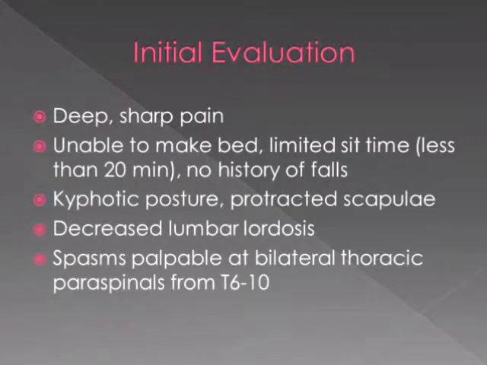During the initial evaluation, the patient complains of deep, sharp pain in the thoracic area. The patient is unable to make her bed. She has limited sit time, less than 20 minutes, but has no past history of falls. She presents with a kyphotic posture and protracted scapula. She also has a decreased lumbar lordosis. There are also spasms palpable at the bilateral thoracic paraspinals from T6 to T10.